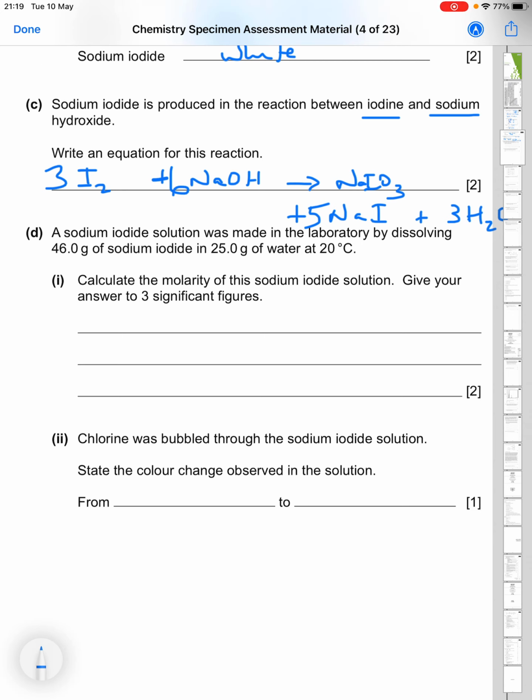Right, we're nearly there. Sodium iodide solution was made in the lab by dissolving 46 grams of sodium iodide in 25 grams of water at 20 degrees. Calculate the molarity of this sodium iodide solution. Give your answer to 3 significant figures.